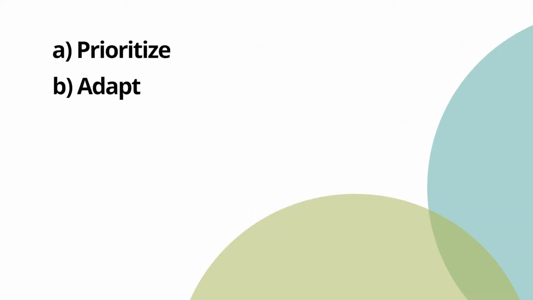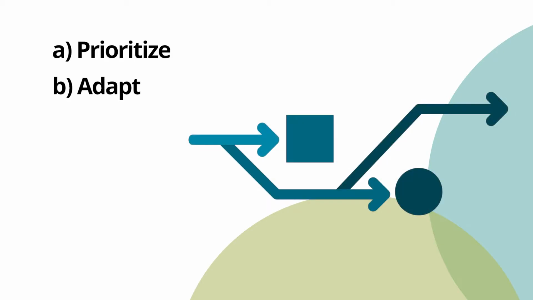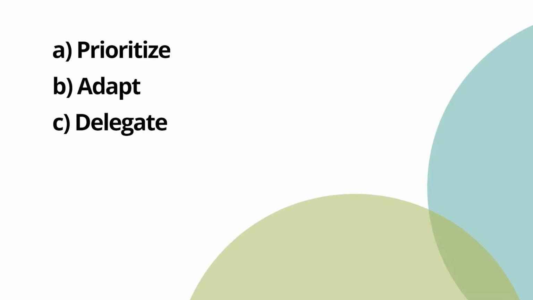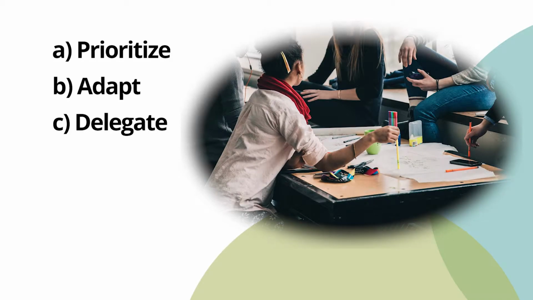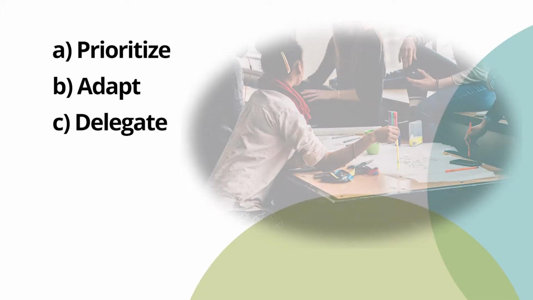B. Adapt. Select indicators and adapt them to best meet the needs of your organization. C. Delegate. Divide the indicators among various equity champions, stakeholders, or groups in the organization to seek out the potential examples and suggest action items scoring.